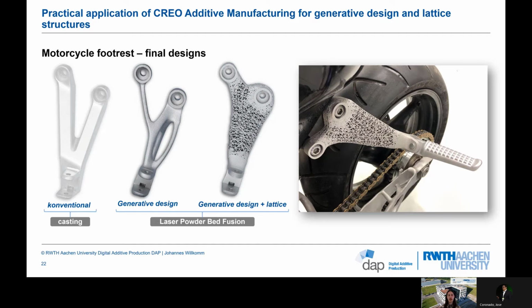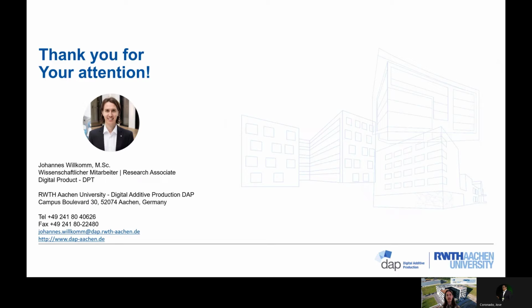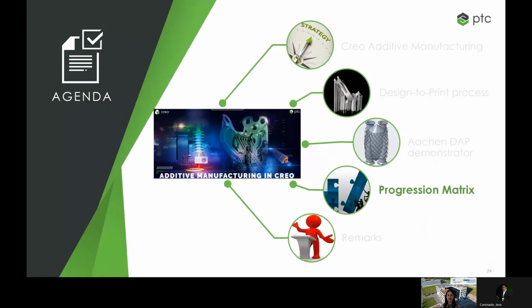Here you can see that we have an automatic workflow where we can get from roughly defined boundary conditions and fixture points to a complex unique part. And with this example, I would like to thank you for your attention and give the word back to Jose. Thanks a lot. Thank you so much, Johannes. It was a very, very good explanation of the demonstrator.